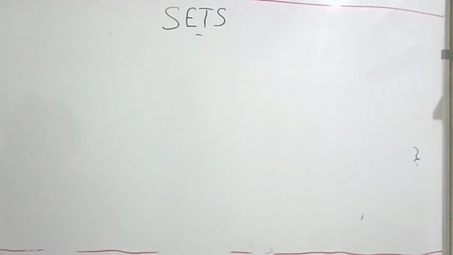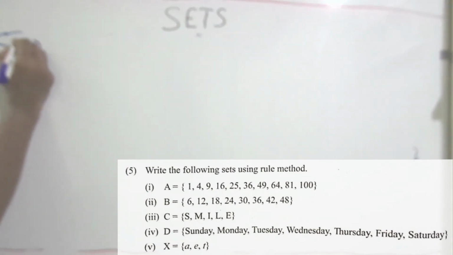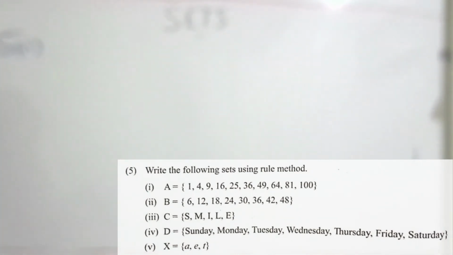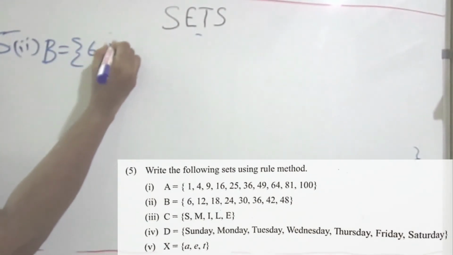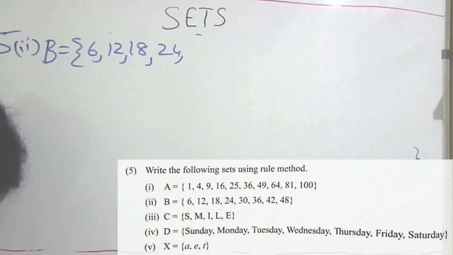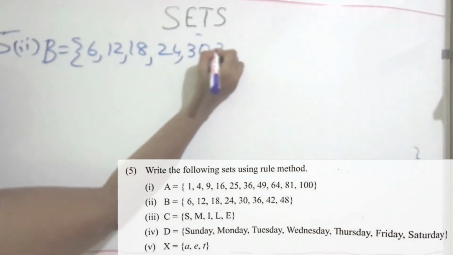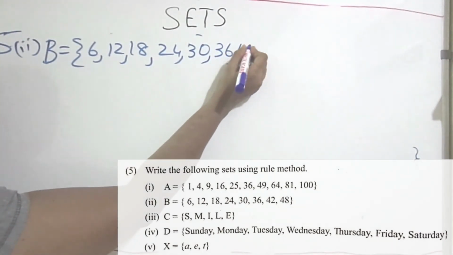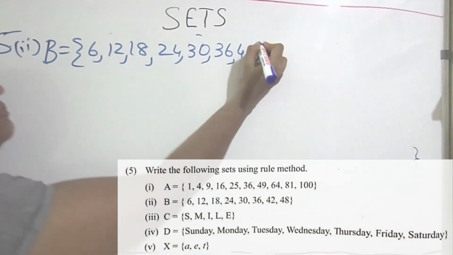Second sum. Fifth, second. What is the second sum? They have given B is equal to 6, 12, 18, 24, 30, 36, 42, 48.